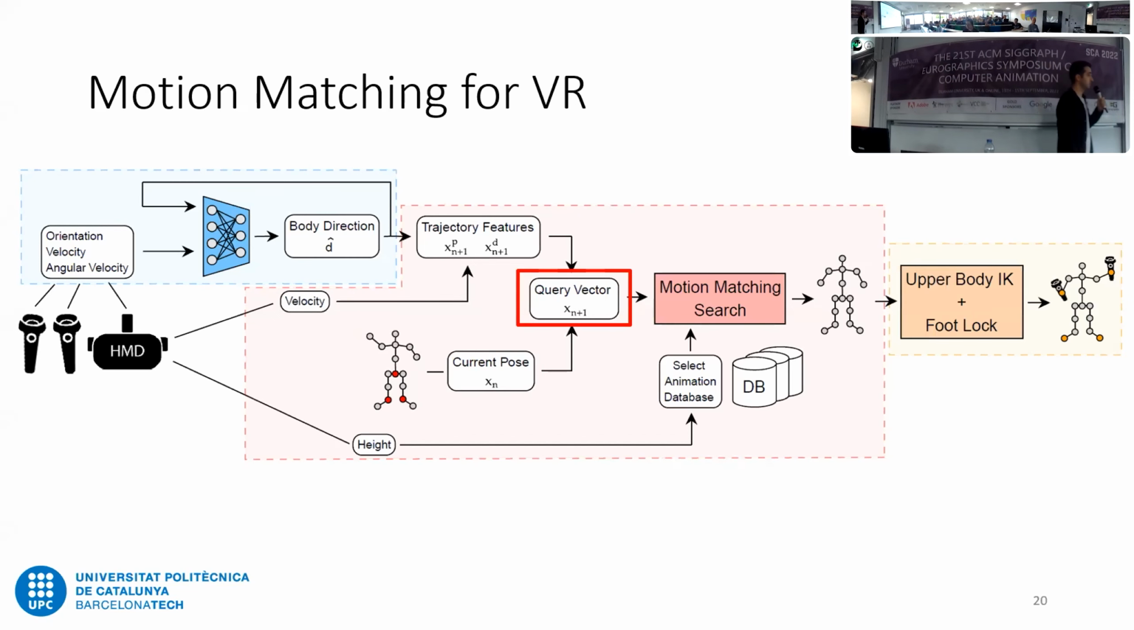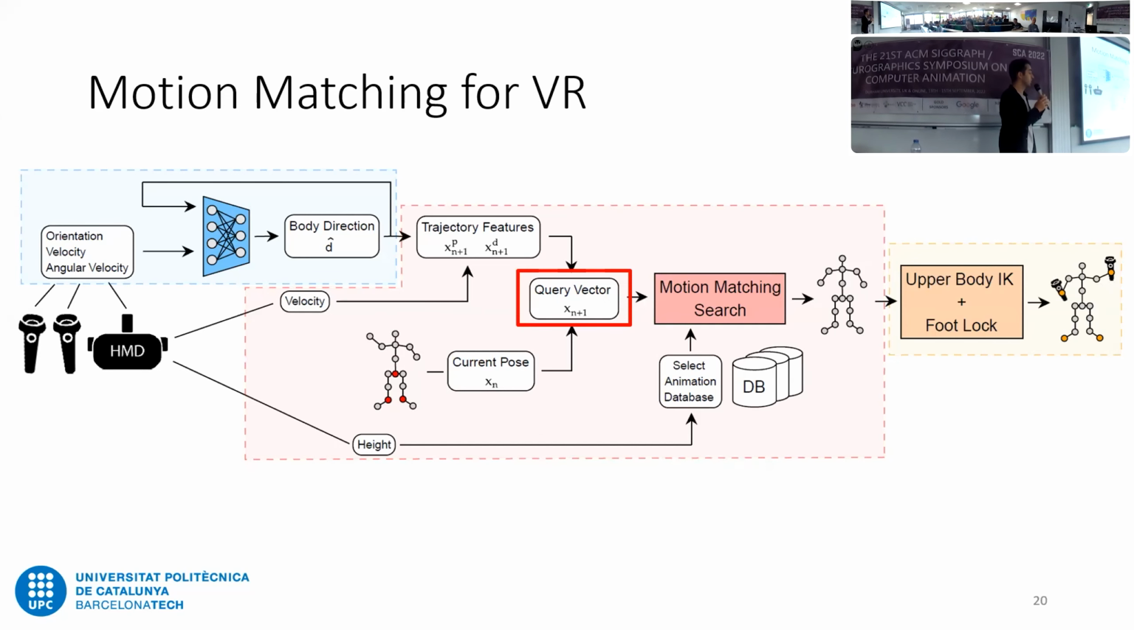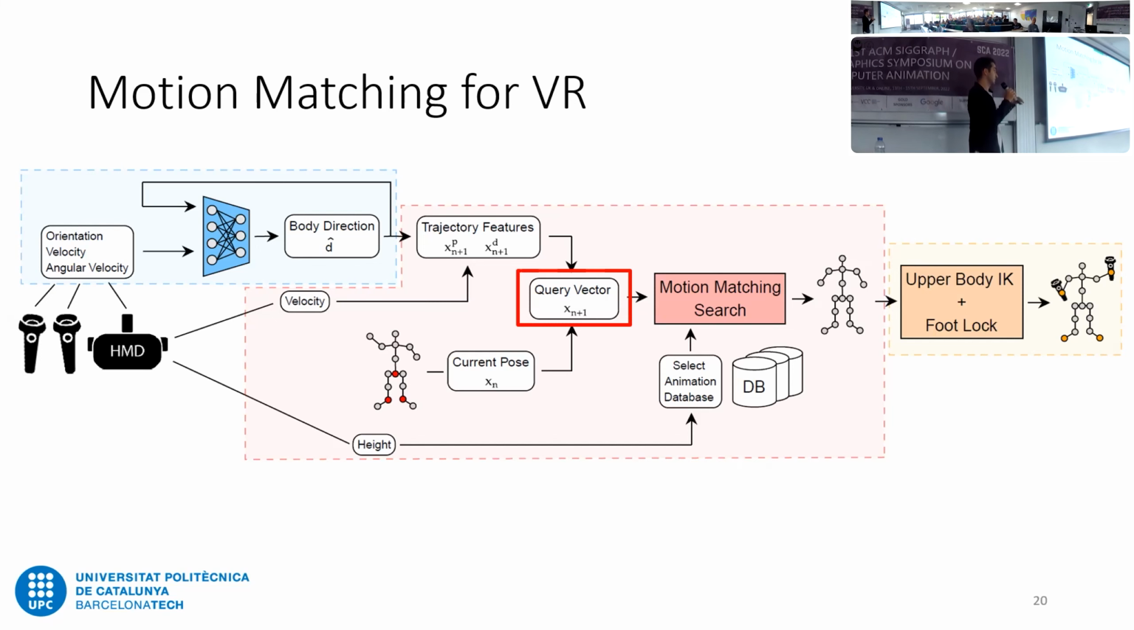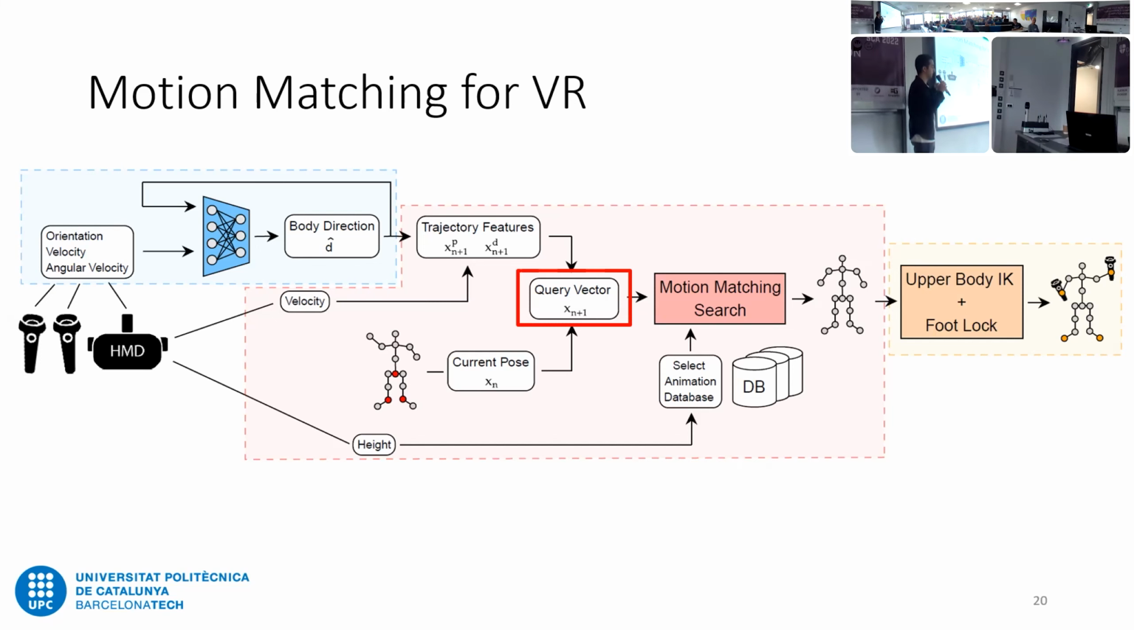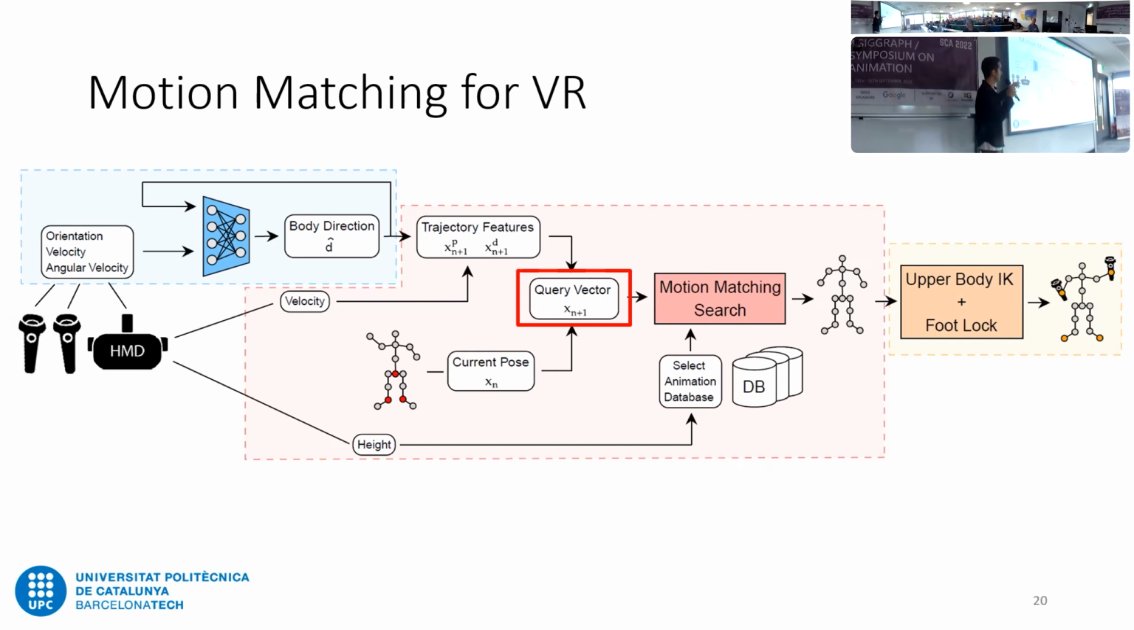So now motion matching is like a nearest neighbor search, so it's going to search in the feature database for the closest match to this query vector. Essentially what we are doing in the search is we are minimizing the difference from the current pose, so we are avoiding sudden changes in pose. And at the same time, we're trying to find a pose whose consecutive poses will follow the trajectory of the user.